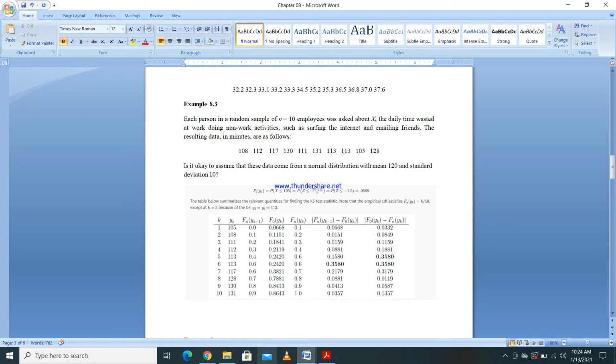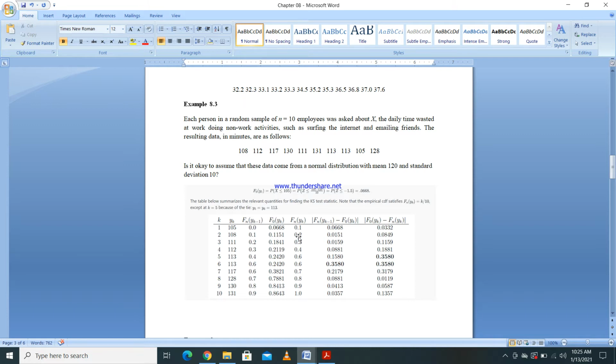And then what you can do is, we can calculate the empirical distribution function, because just now we learned how to calculate it, that is Fn(yk). So if you take the first value 105, how many values are less than or equal to 105? Only one. There are 10 observations, so 1 over 10, that is 0.1. And when it comes to the second observation, how many values are less than or equal to 108?